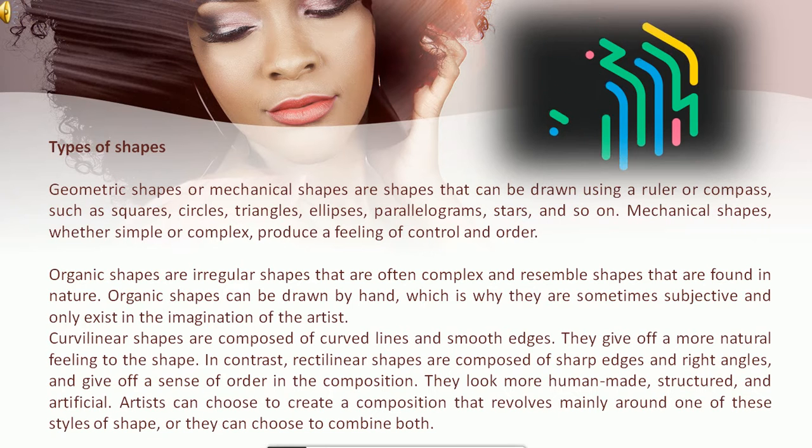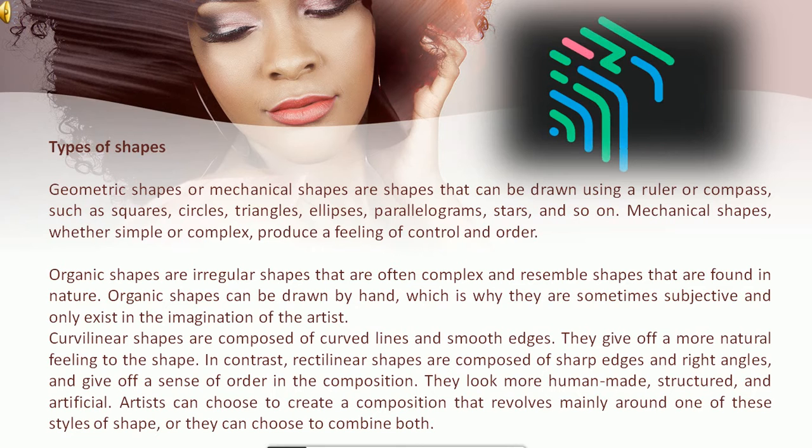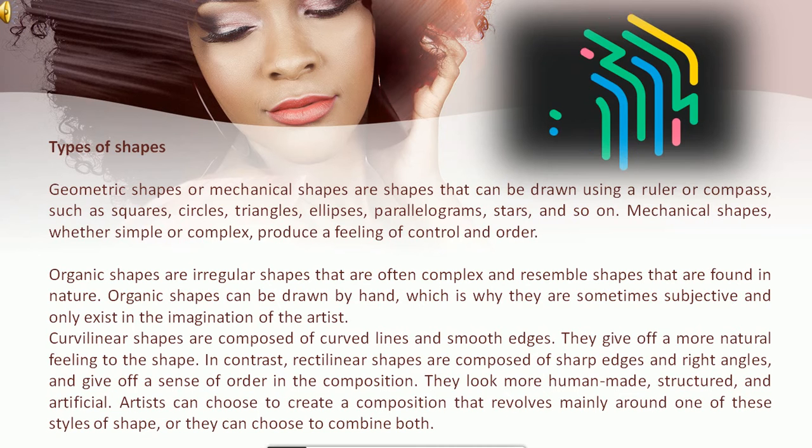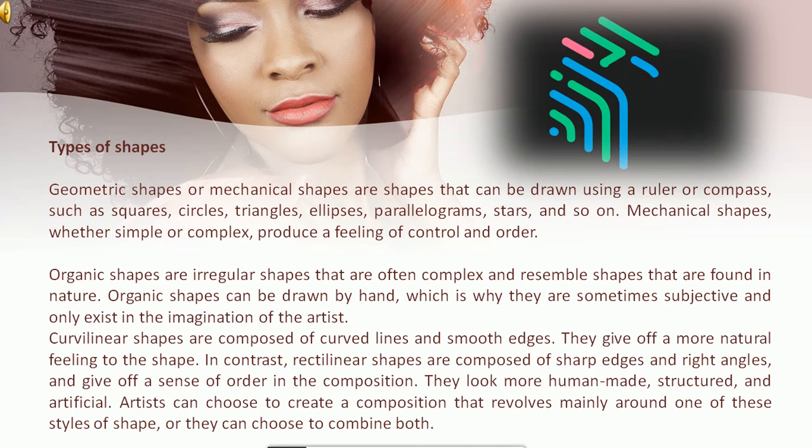Organic shapes are irregular shapes that are often complex and resemble shapes that are found in nature. Organic shapes can be drawn by hand, which is why they are sometimes subjective and only exist in the imagination of the artist. Curvilinear shapes are composed of curved lines and smooth edges.